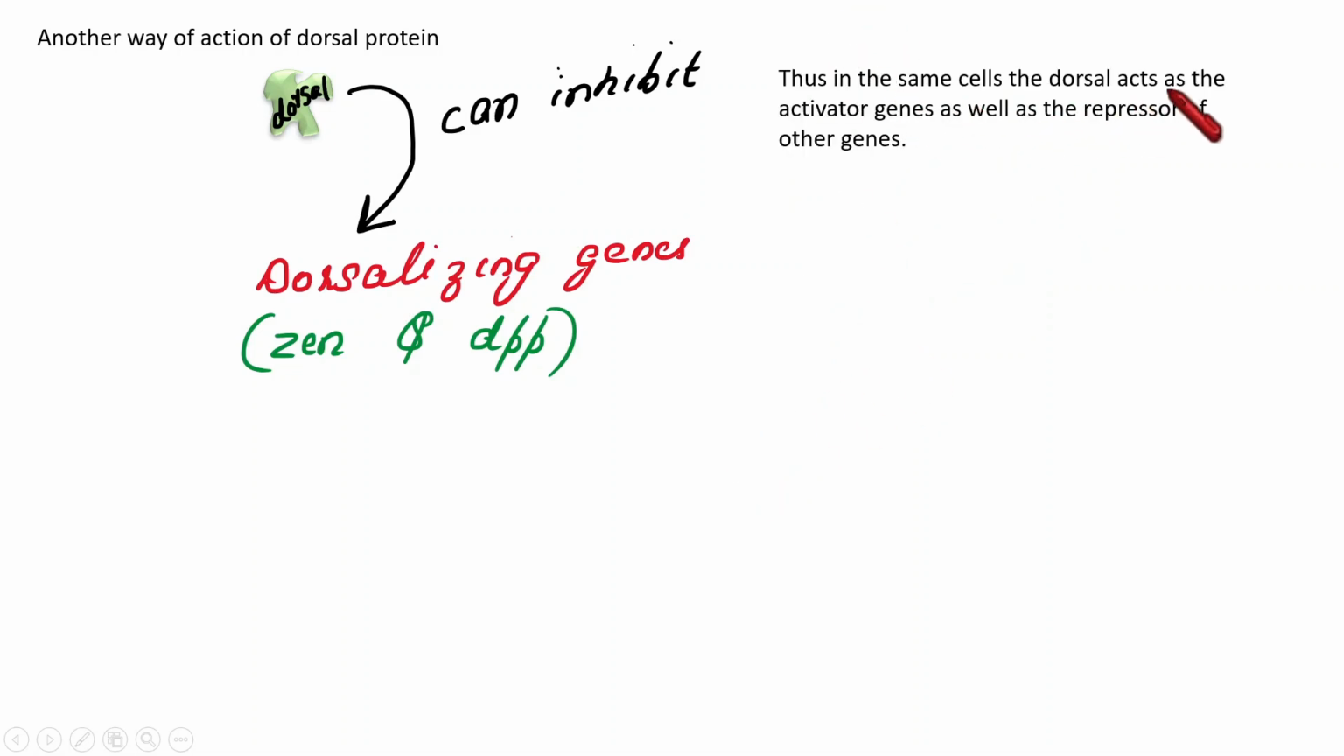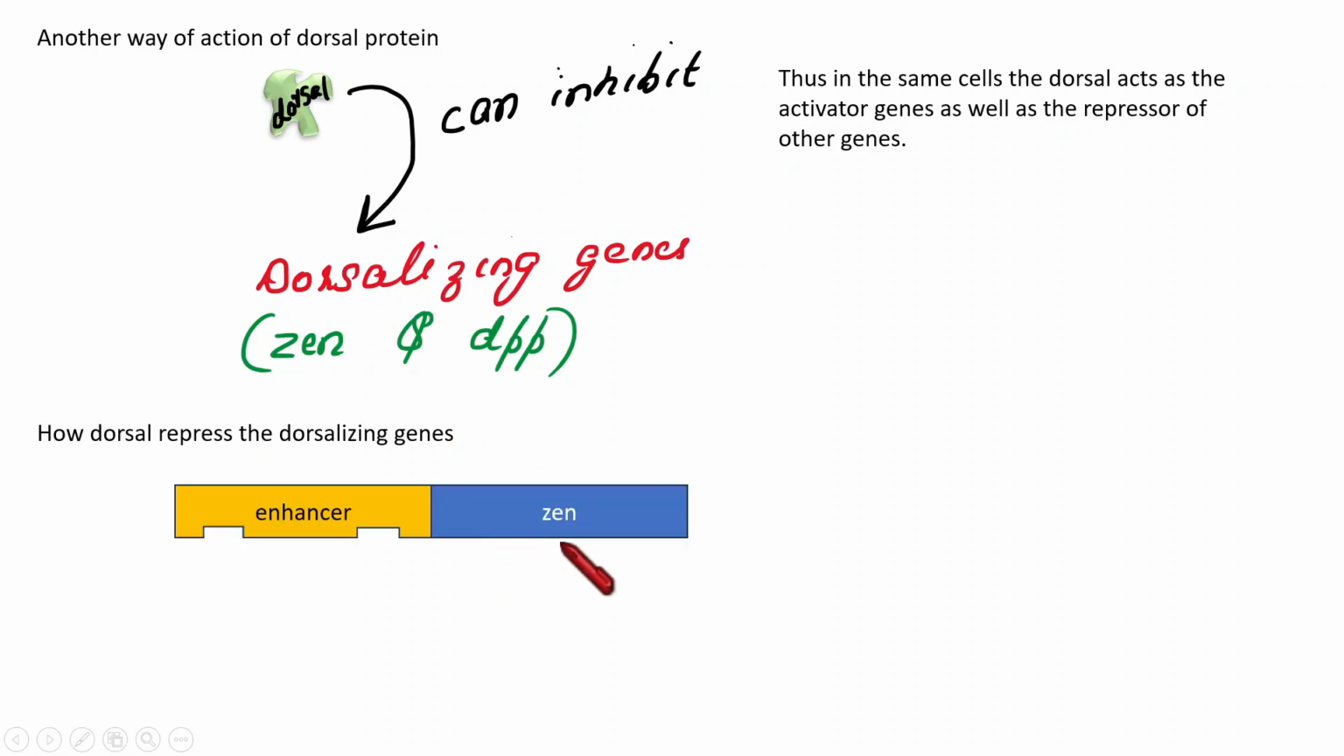So thus in the same cells, the dorsal acts as an activator of genes as well as the repressor of some other genes. How does the dorsal repress these dorsalizing genes? That is also we need to understand. I'm showing you the schematic representation of the Zen gene and its enhancer region. Enhancer, I hope that you know what is enhancer. Enhancer is that portion of any gene that has a regulatory role. To that enhancer portion, transcription factors can come and bind, and because of that binding, it can regulate the rate of transcription of that gene. That is the role of enhancer. Anyway, leave that. That's not our topic.